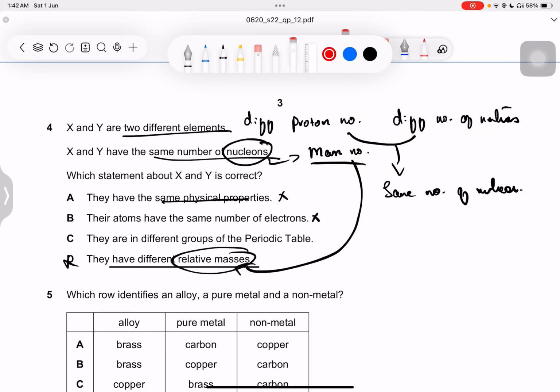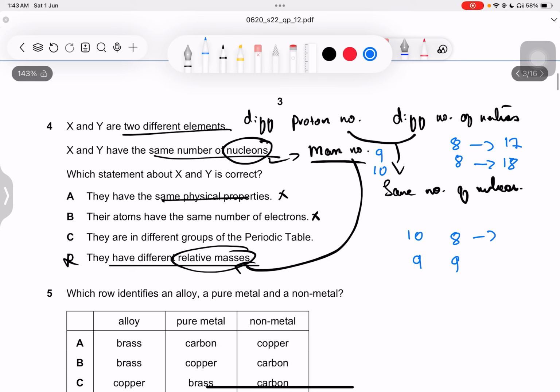For example, if the two elements have the number of neutrons the same, 8 and 8, and they have different proton numbers, for example 9 and 10, then if we calculate the nucleon, this will be 17 and this will be 18. Whereas if the number of neutrons is 8 and 9, and the number of protons is 10 and 9, this will give us the nucleon 18 and this will also give us the nucleon 18. So they should have different numbers of neutrons as well as different numbers of protons, which is why they should be in different groups of the periodic table.